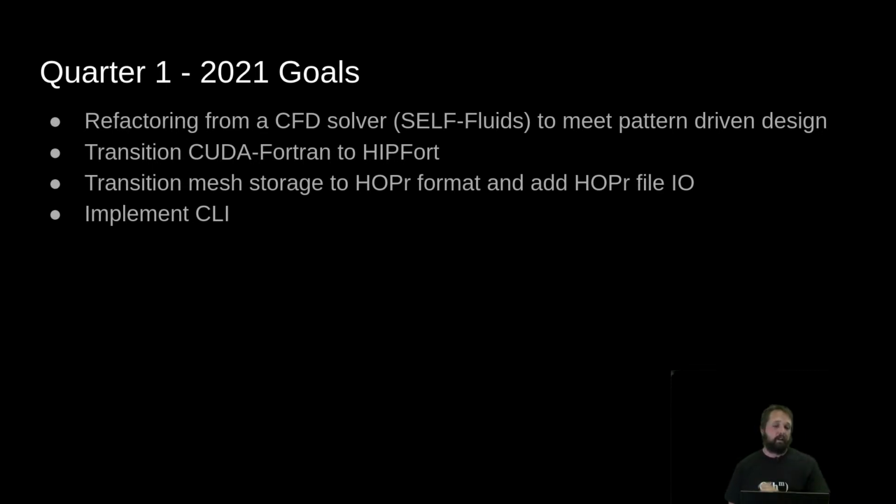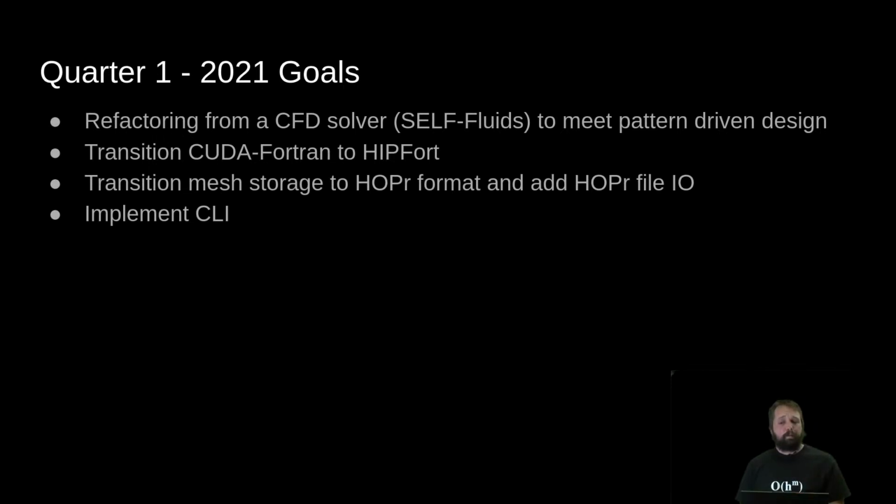So where I was at is, we're going to talk a little bit about some of the refactoring to meet a pattern-driven design. We did a bit of a transition from CUDA Fortran to HIPFort, and we're also looking at trying to leverage file formats that other software developers and scientists are using for higher order methods. So we'll talk a little bit about Hopper, the higher order preprocessor here, and some of the work we're doing to integrate that tool into Self. And then of course the CLI.